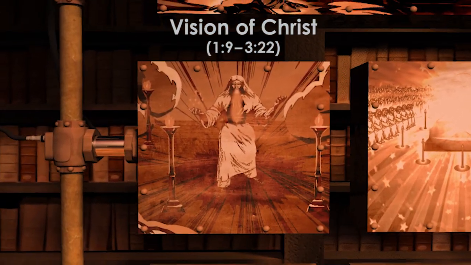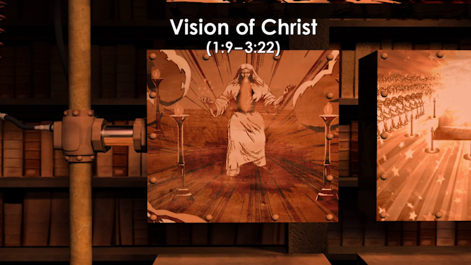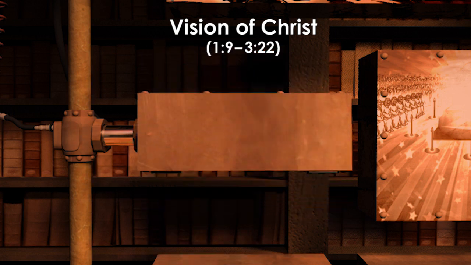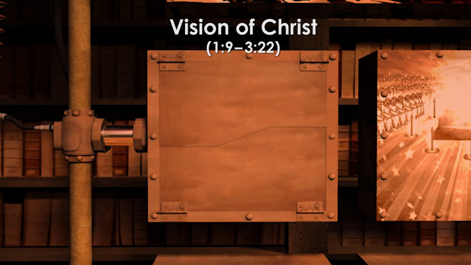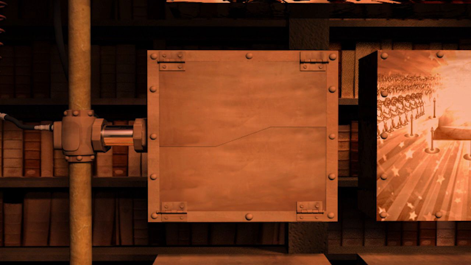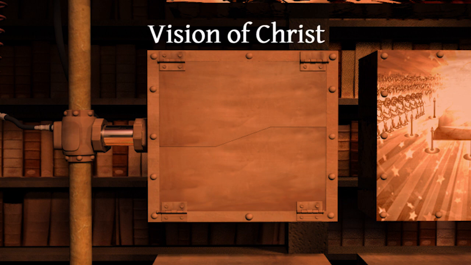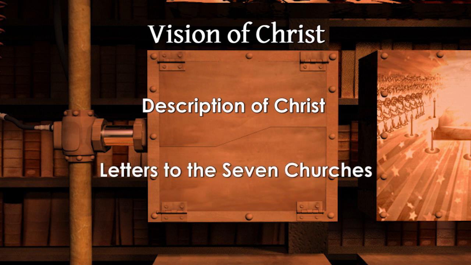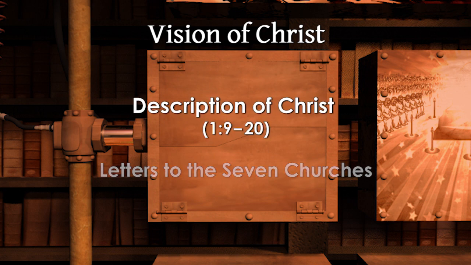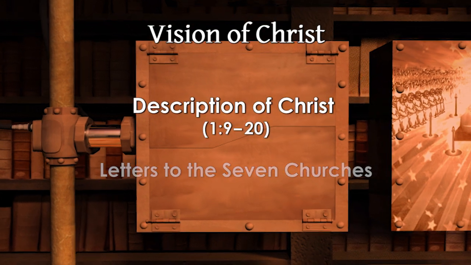After the introduction, we find the vision of Christ and its application to the seven churches in Revelation chapter 1, verse 9 through chapter 3, verse 22. The vision of Christ begins with a description of Christ and concludes with Christ's letters to the seven churches of Asia Minor. We'll look at each of these sections separately, beginning with John's description of Christ in Revelation chapter 1, verses 9 through 20.